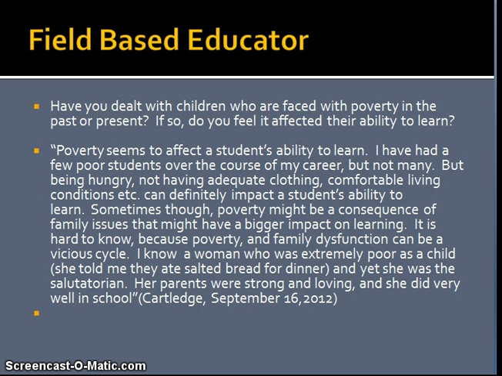Sometimes, though, poverty might be a consequence of family issues that might have a bigger impact on learning. It is hard to know because poverty and family dysfunction can be a vicious cycle." She said, "I know a woman who was extremely poor as a child. She told me they ate salted bread for dinner, and yet she was the salutatorian. Her parents were strong and loving, and she did very well in school."